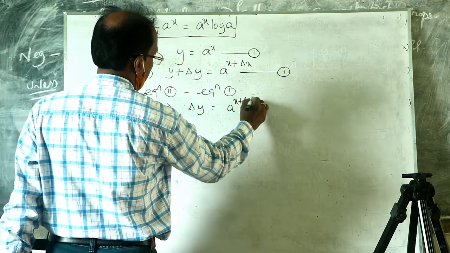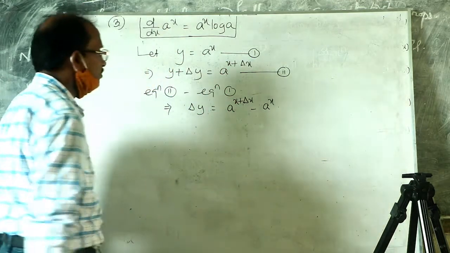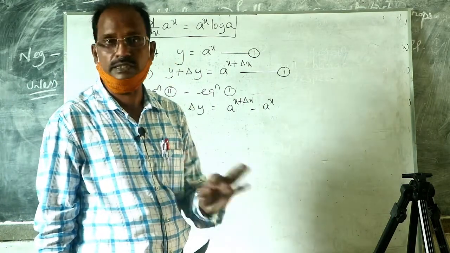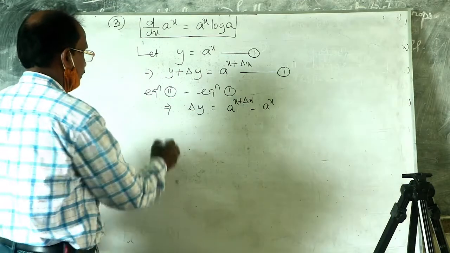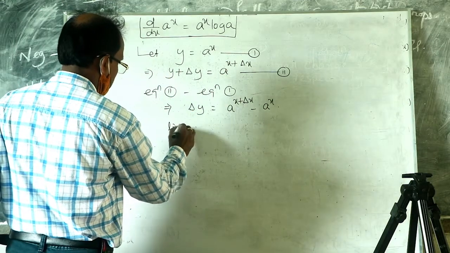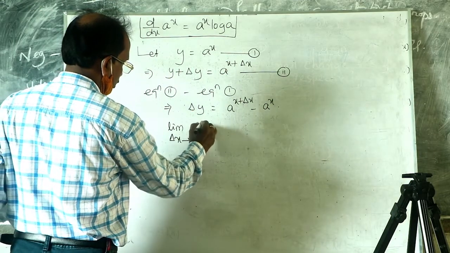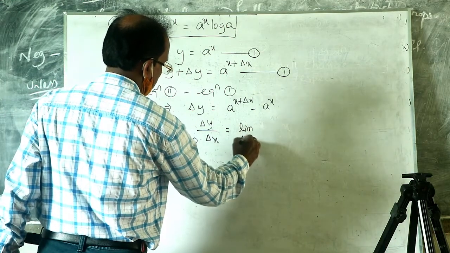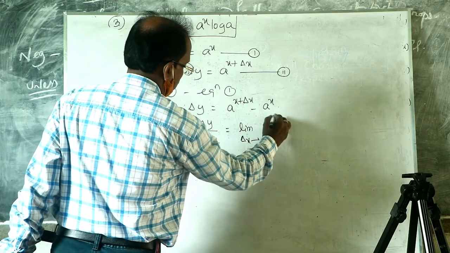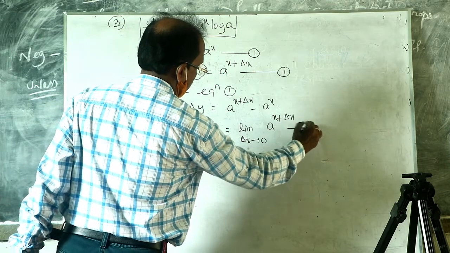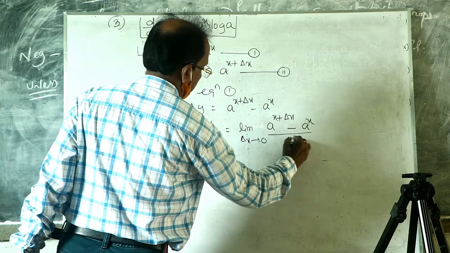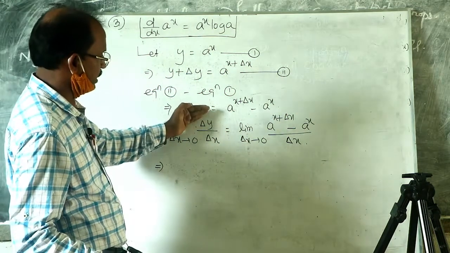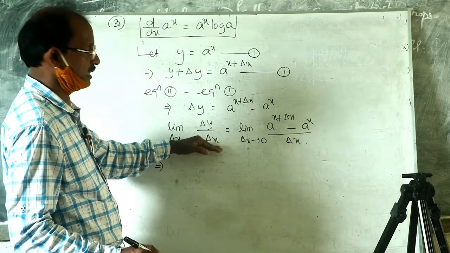So equation 2 minus equation 1 implies delta y is equal to a to the power x plus delta x minus a to the power x. Dividing both sides by delta x and taking the limit as delta x tends to 0, limit delta x tends to 0 of delta y by delta x is equal to limit delta x tends to 0 of a to the power x plus delta x minus a to the power x by delta x.